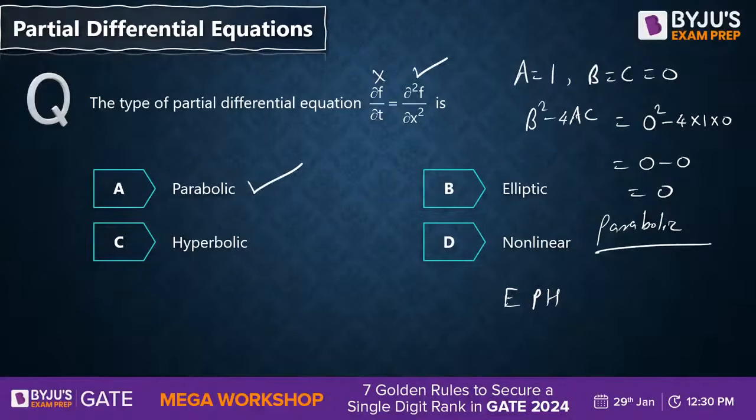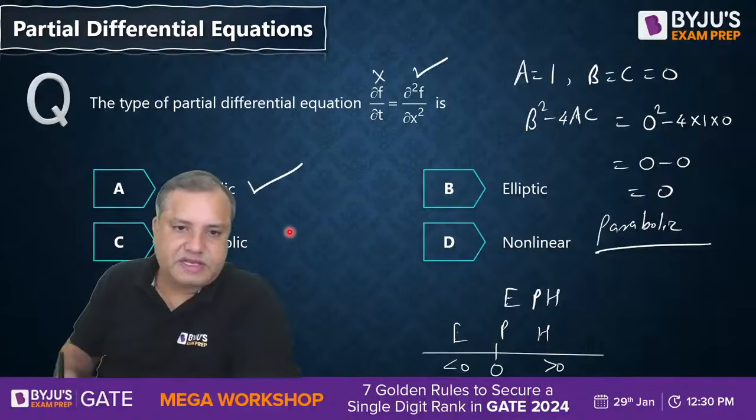Elliptical means negative, that's why E is coming first. See, 0, less than 0, greater than 0. E, P, H. So 0 means parabolic. Next.